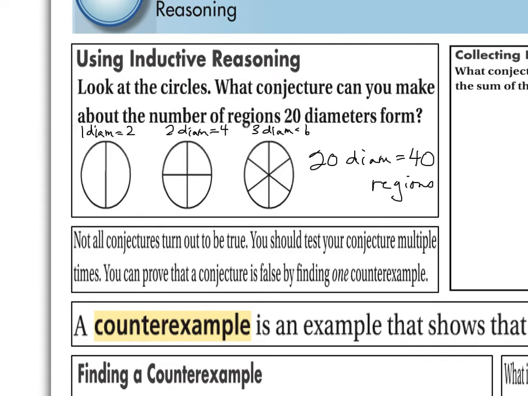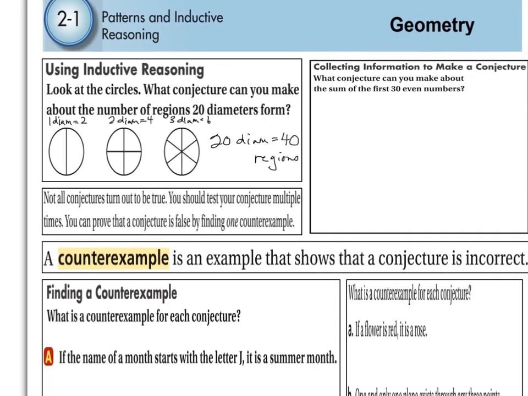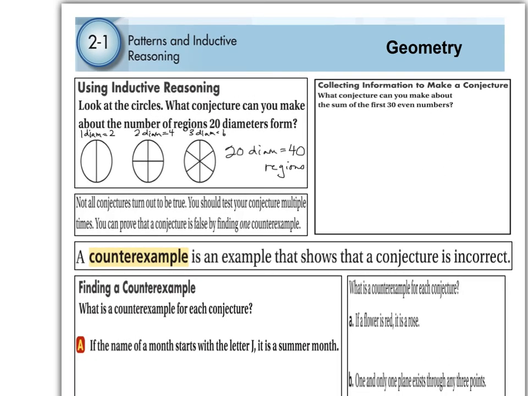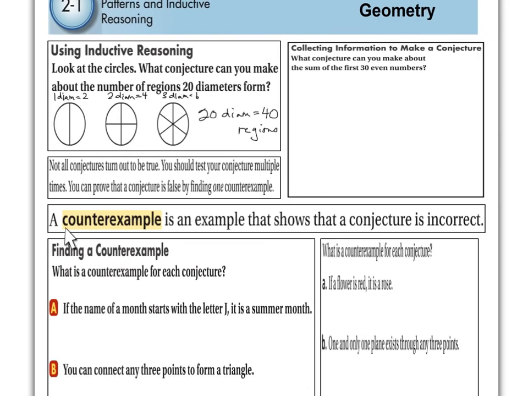Now, not all conjectures turn out to be true. You always want to test your conjecture multiple times. You can prove that a conjecture is false by finding a counterexample. A counterexample is an example that shows a conjecture is incorrect. So you make a conjecture and decide whether there is a possibility that it could not be true. So, finding a counterexample.